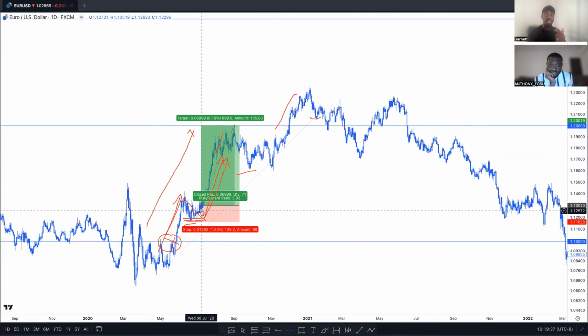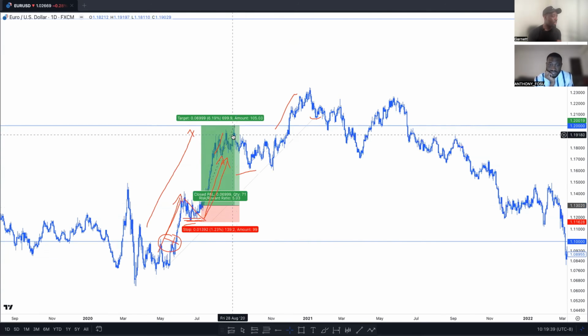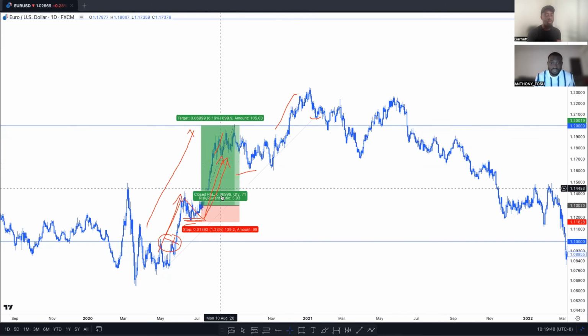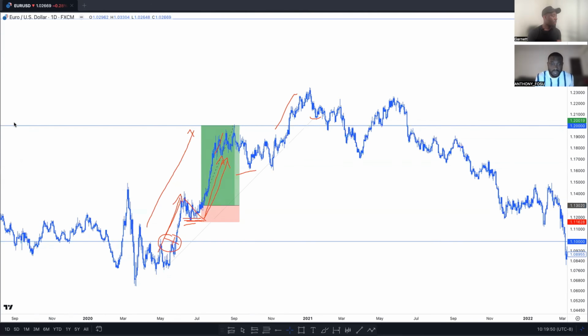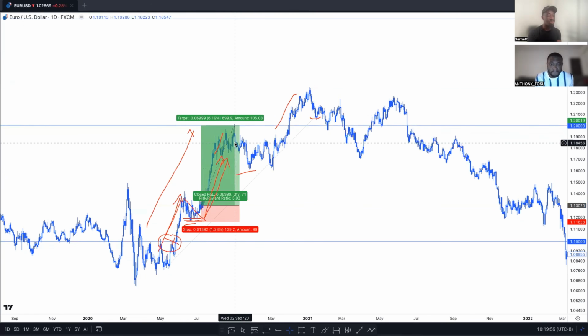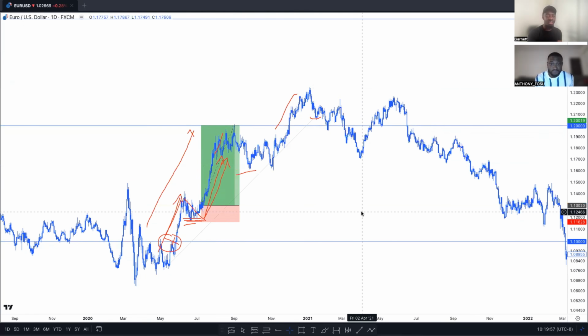So take note, this is the daily time frame. This is July 12th, and it completed the move around September 2nd-ish. How many pips? I don't look at pips. I always go with the percentage. So my focus right here is on the percentage. From here to here is 1:5, so that's 5%.